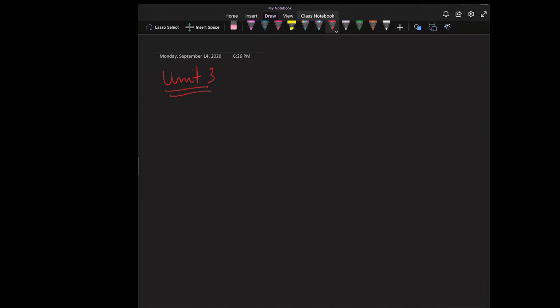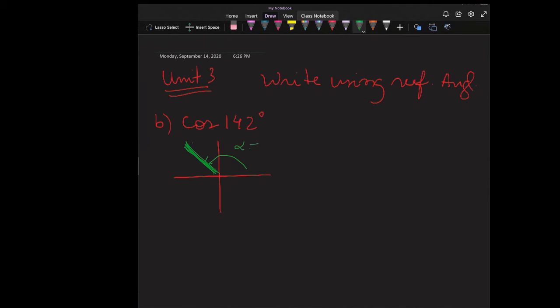Trigonometric functions of any angles. So we're going to write cosine of 142 using reference angles. First step is to write the angle in its standard position. So 142 is going to fall in the second quadrant. Again, you don't need to be very precise with your sketch. Put somewhere approximately, doesn't need to be precise, but you know it's going to be in the second quadrant. So this is the sketch of alpha being 142.